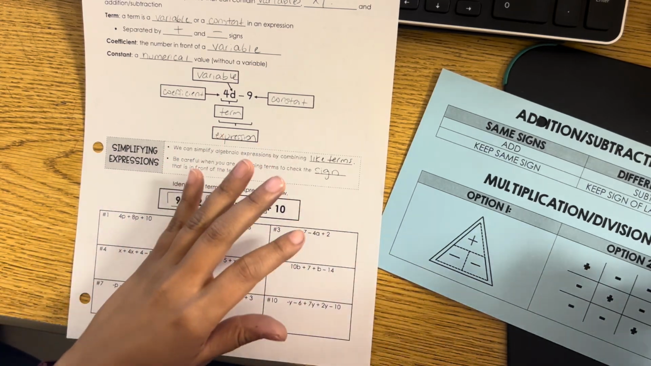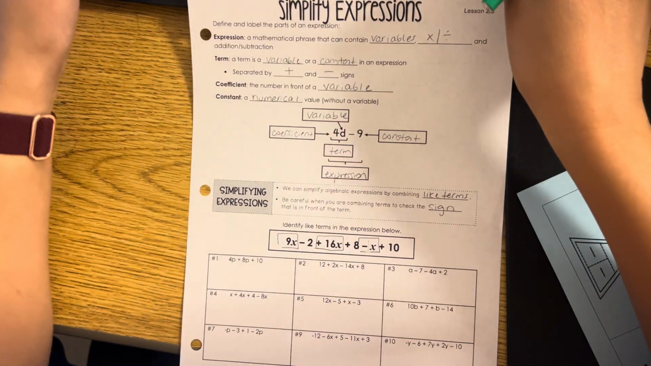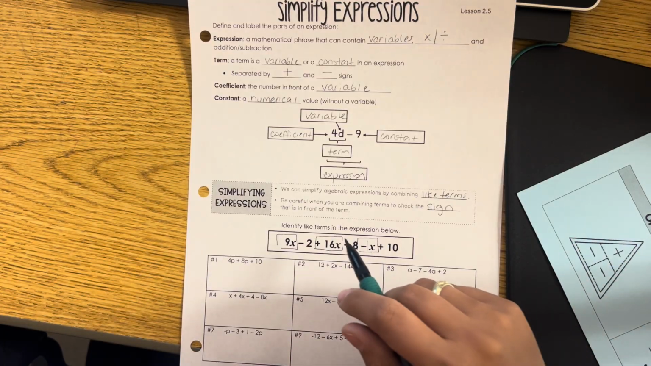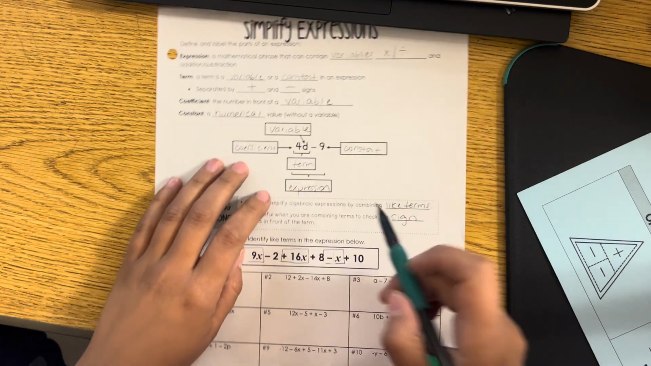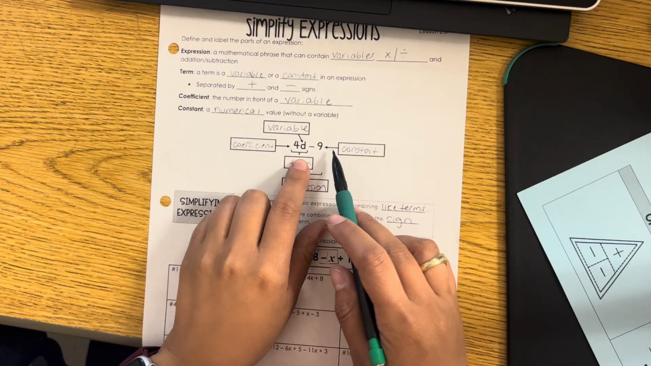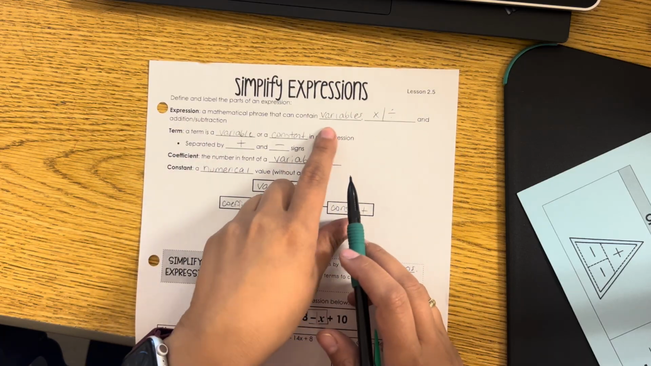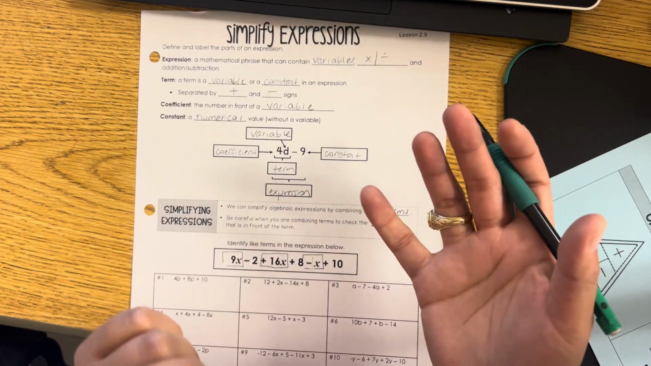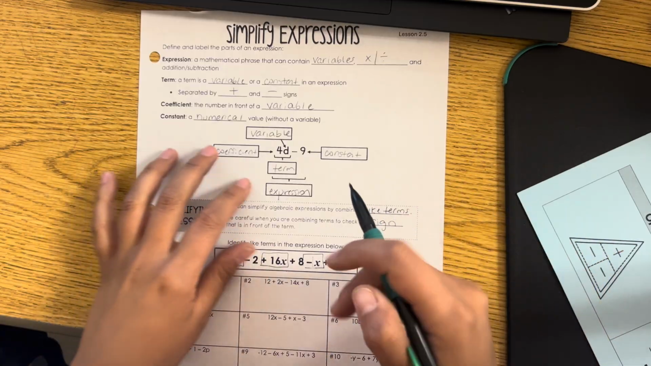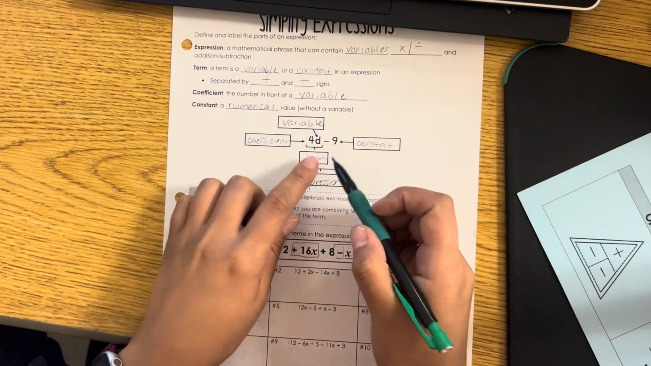Okay, so we're introducing something new today, something that's going to help us with solving equations as well. Let's go over some vocabulary real quick. An expression is anything that has variables, multiplying, dividing, adding, and subtracting without the equal sign.